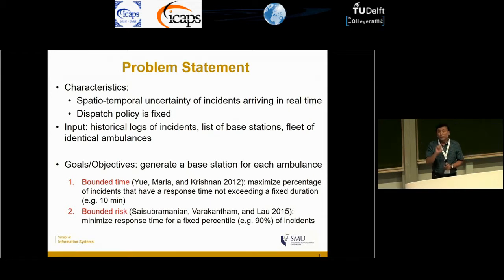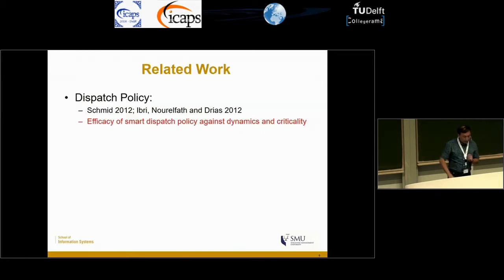And this morning's session talk has this flavor of bounded time for various incident priorities. And then there is another kind of objective function, which is what we did a couple of years ago at AAAI, and this was bounded risk. We flip it the other way around. We say that if I want a certain percentile of incidents to meet that response time, let's say 90% of the incidents, what is the least response time that I would be able to have? So that is the work.